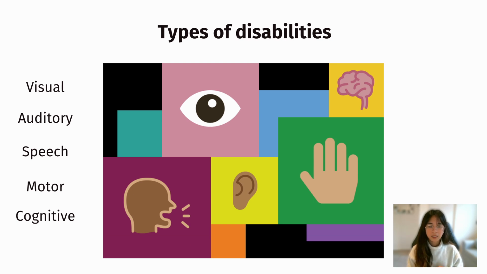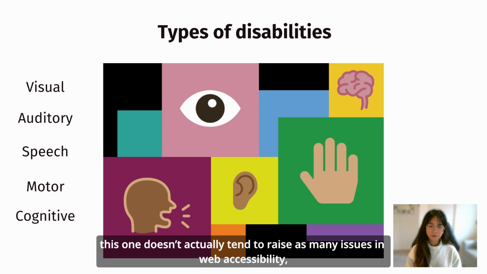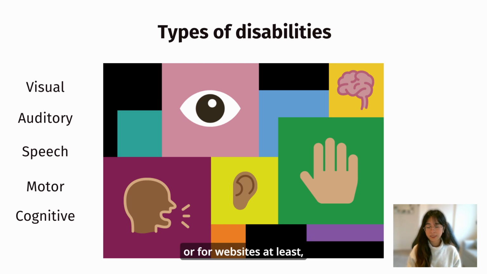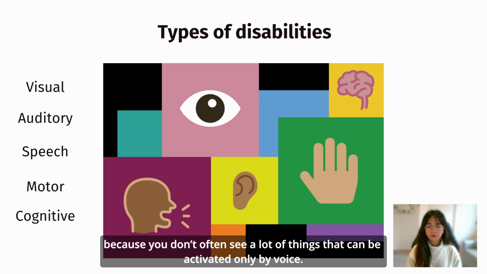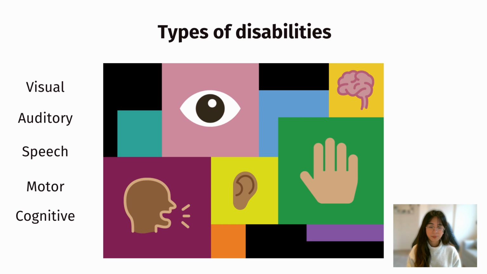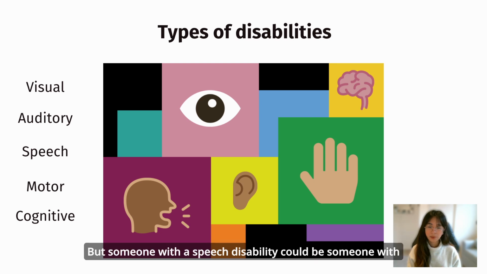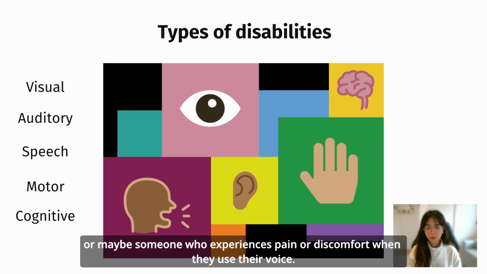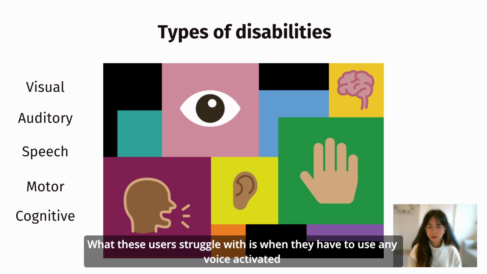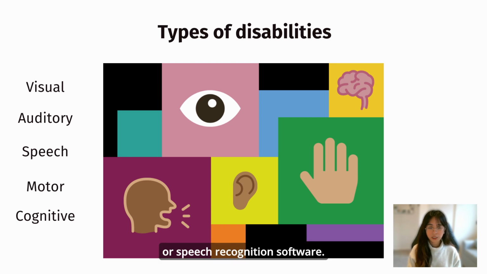Speech disabilities. Now, this one doesn't actually tend to raise as many issues in web accessibility, or for websites at least, because you don't often see a lot of things that can be activated only by voice. But someone with a speech disability could be someone with a stutter or a lisp, or maybe it's someone who experiences pain or discomfort when they use their voice. Now, what these users struggle with, obviously, is when they have to use any voice-activated or speech recognition software.